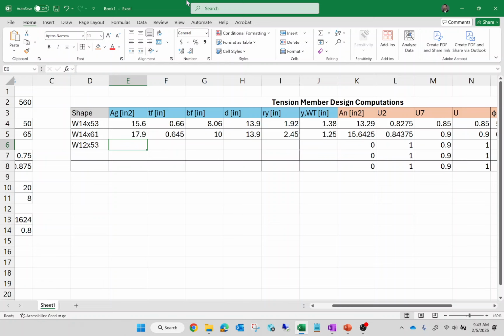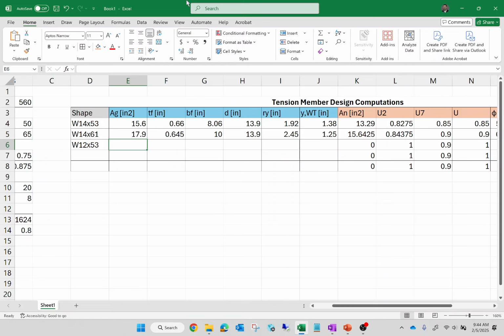Now, hold on. We don't know that's the case. I want to address that, okay? You're assuming just because it's lighter, it's not going to work. I'm not saying that's the case, because the W12 by 53 has all these different properties, and you don't know what's going to happen at the end.